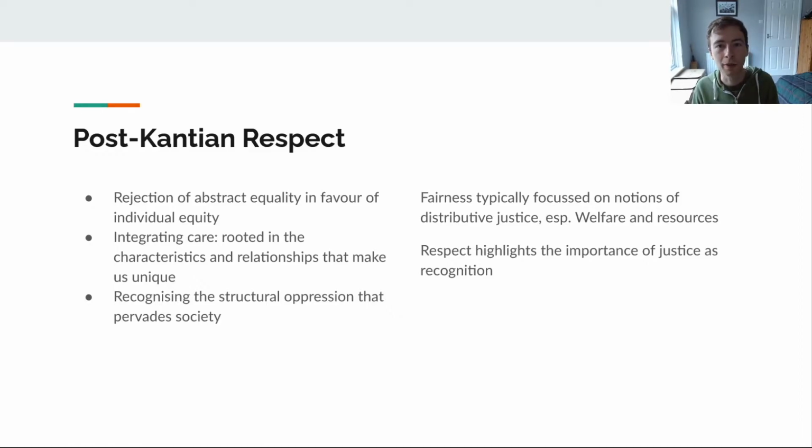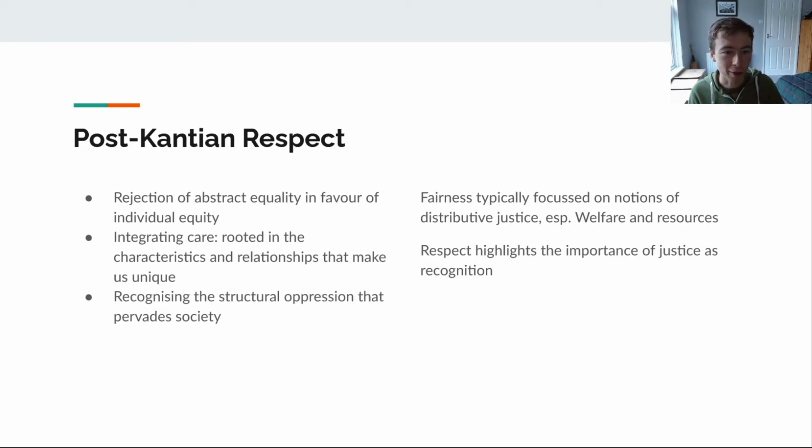To this end, people have integrated ideas from feminist care ethics into conceptualizations of respect, focusing on the characteristics and the relationships that make us all unique, and focusing on nourishing those and allowing people to flourish and caring for their well-being. Others, such as Charles Mills, have tried to reform Kantian ethics in a way that reflects the marginalization of groups in society and redresses the balance in terms of what Kant originally envisaged.